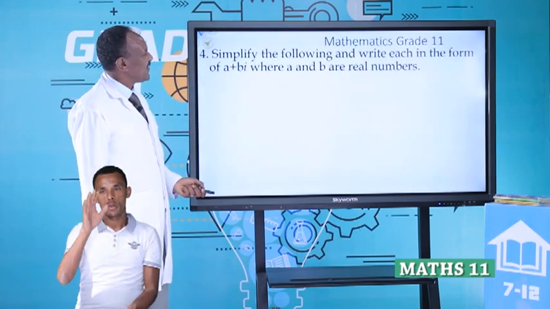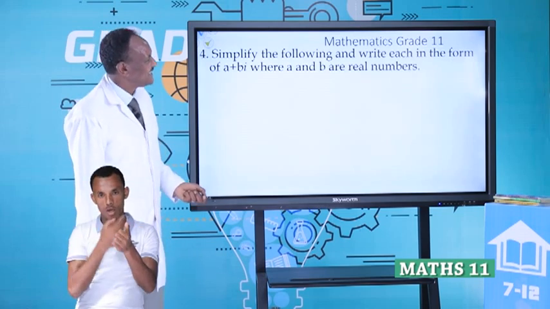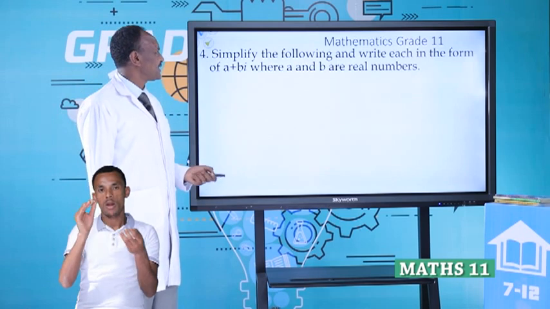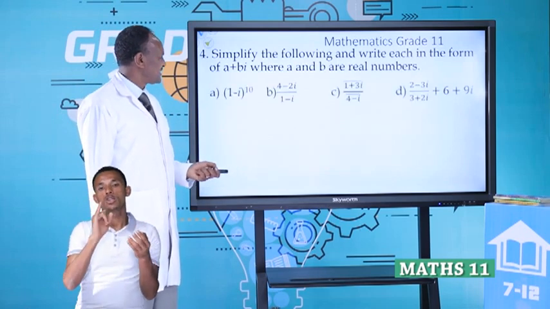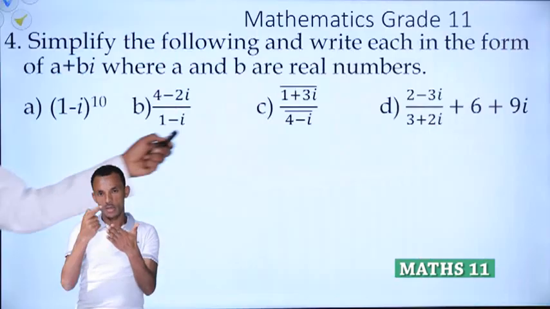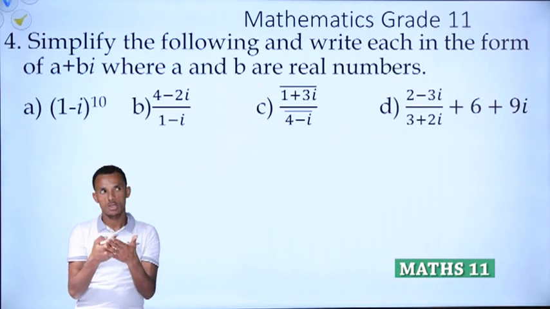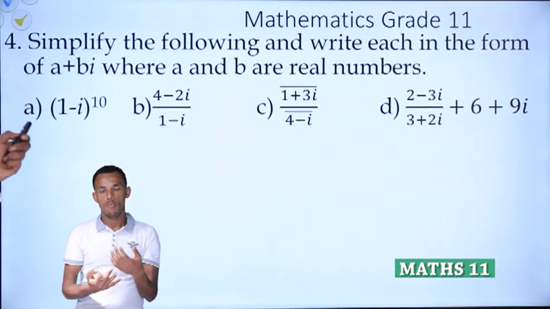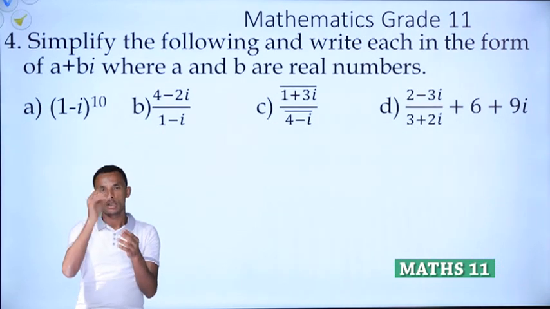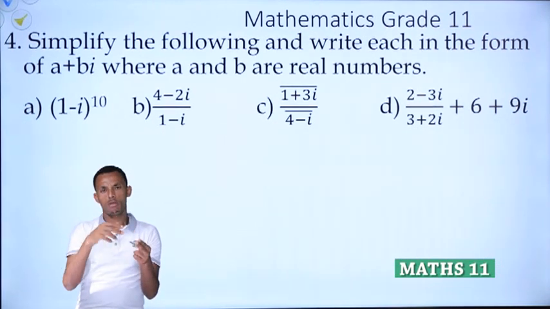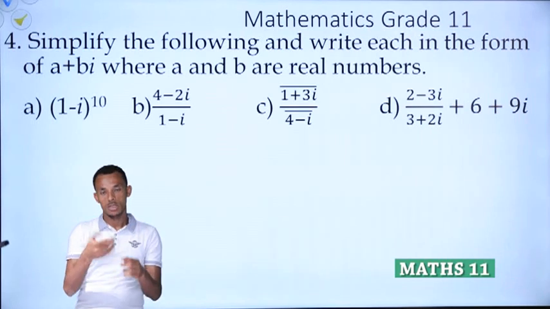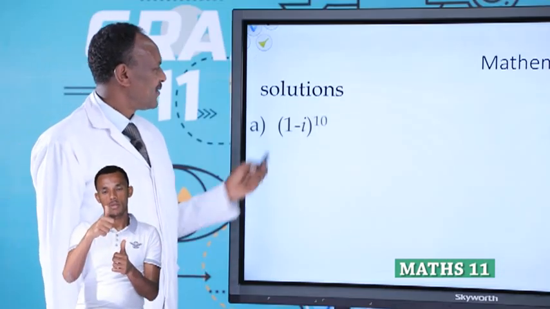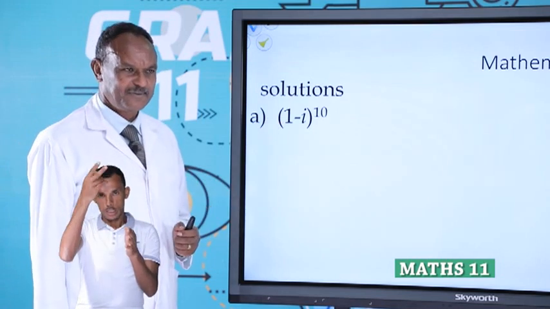For number 4, simplify the following and write each in the form a plus bi, where a and b are real numbers. That means you are expected to write the simplest form of these numbers. So 1 minus i to the power of 10. What is that? Multiply 1 minus i ten times. But to simplify it, see the first one, a, 1 minus i to the power of 10.